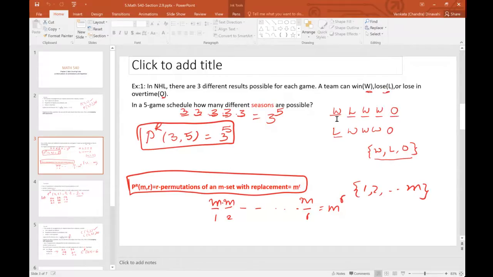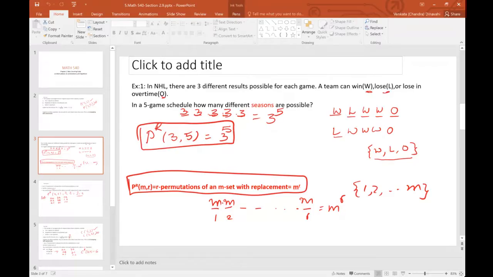But if you observe the overall record, here also you have 3 games won, 1 game lost, and 1 in overtime. Here also 3 games won, 1 lost, 1 overtime. But these two are considered 2 different seasons, because in this season they started on a winning note, and here they started on a losing note. So these are 2 different seasons. So how many of these different kinds are possible?